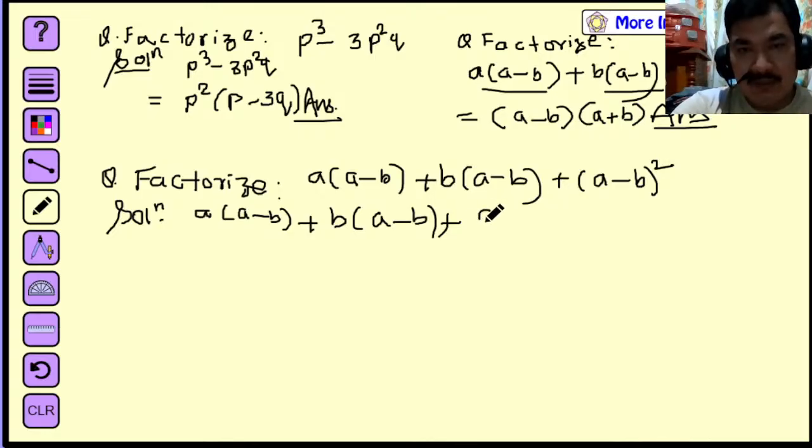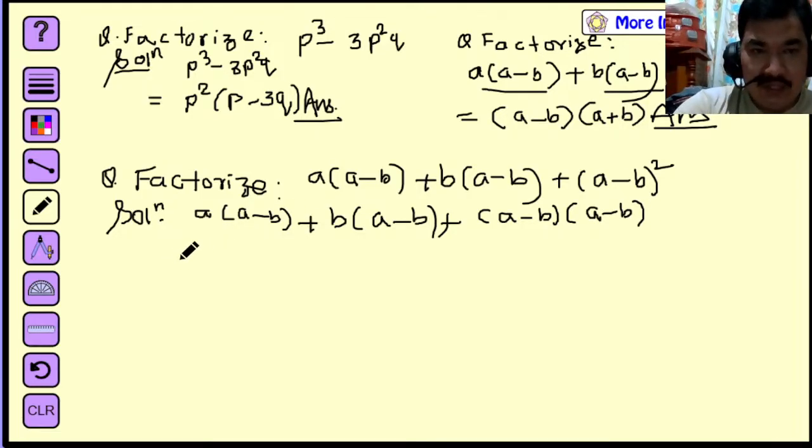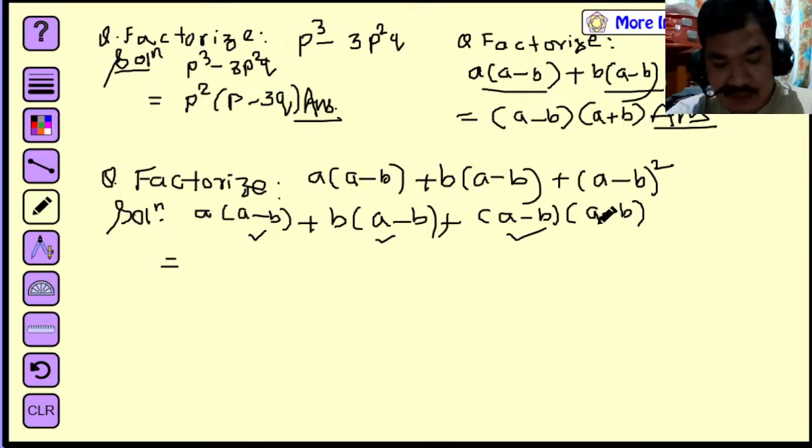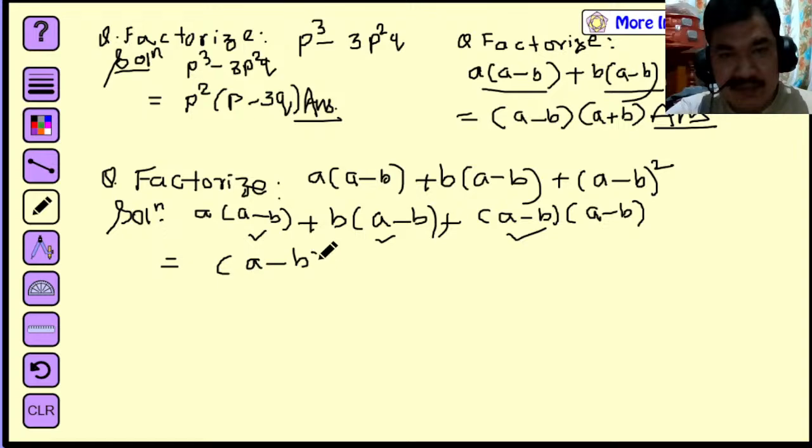A minus b whole square means what now? Look here, a minus b is multiplied with a minus b, a minus b multiplied by a minus b, like this, 2 times a minus b. Now there are three terms. This is the first term, this plus is another term, the second, and plus this is another term, the third. Look, in all these three terms, what is common there? A minus b is common. Then the remaining in another bracket.